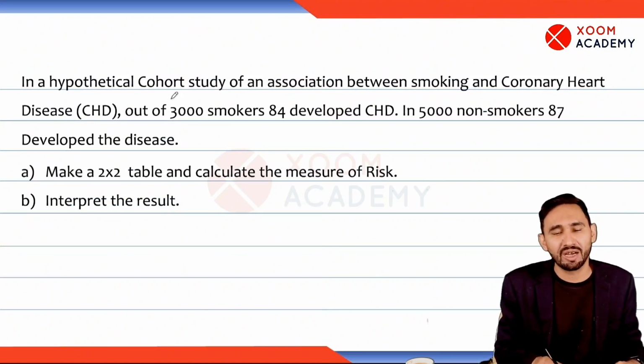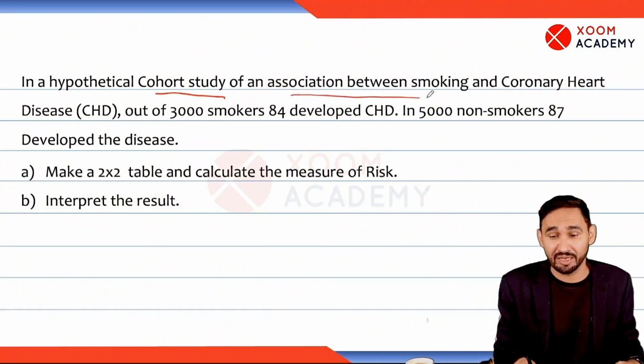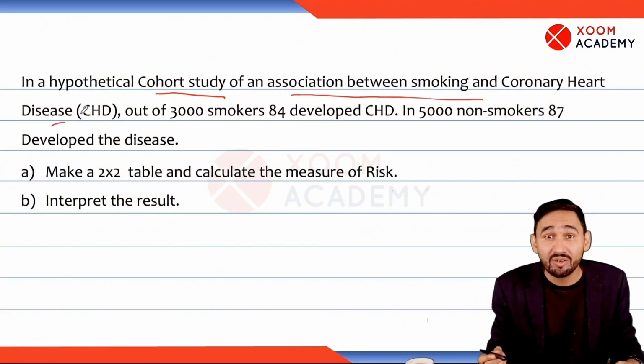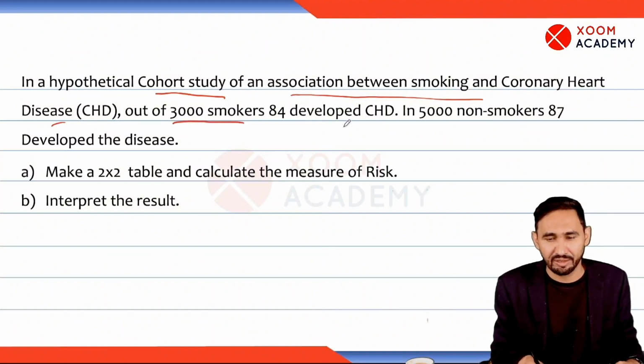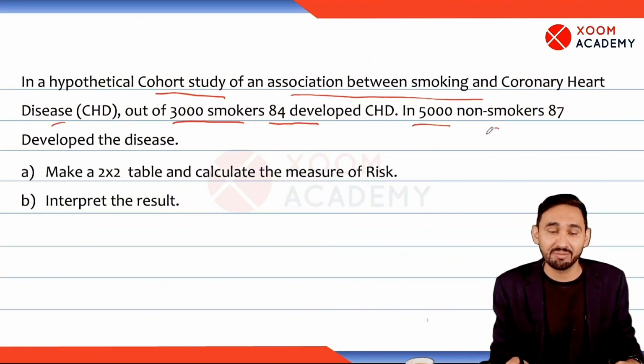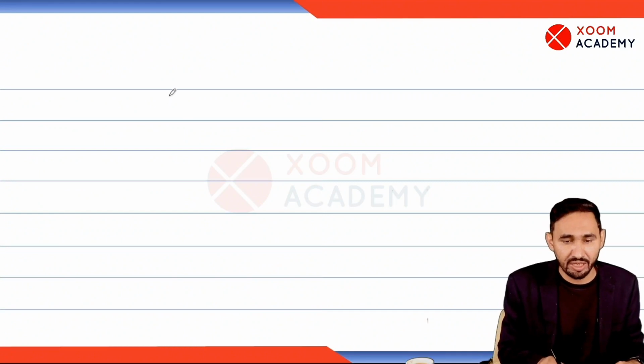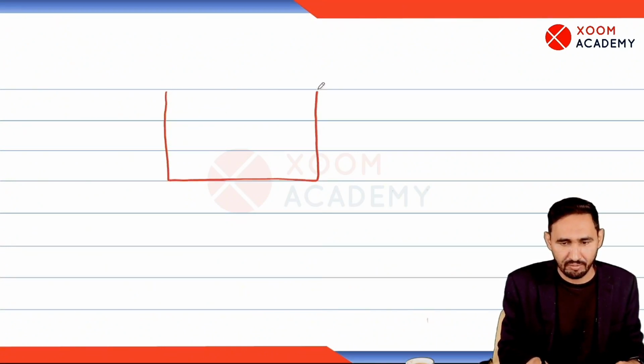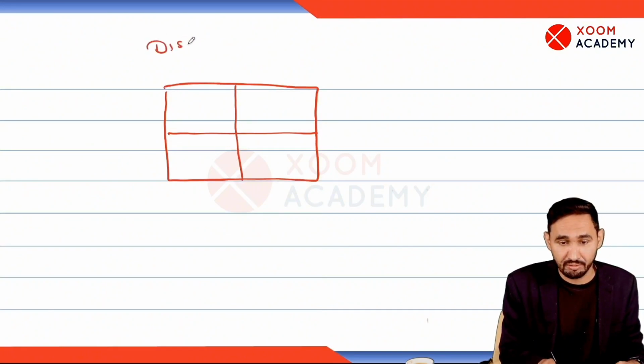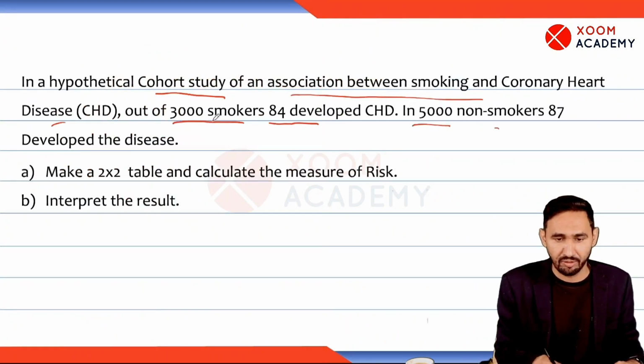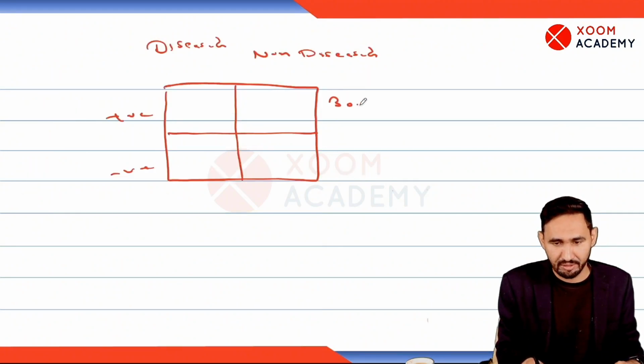Now, in a hypothetical cohort study, they have given the association between smoking and coronary heart disease. They took 3,000 smokers and 5,000 non-smokers. 84 smokers developed coronary heart disease and 87 non-smokers developed the disease. So we'll draw a 2 by 2 table in the same way. We can write diseased and non-diseased. These are exposed and these are non-exposed. There were 3,000 smokers, meaning exposed people are 3,000, and 5,000 were non-smokers.